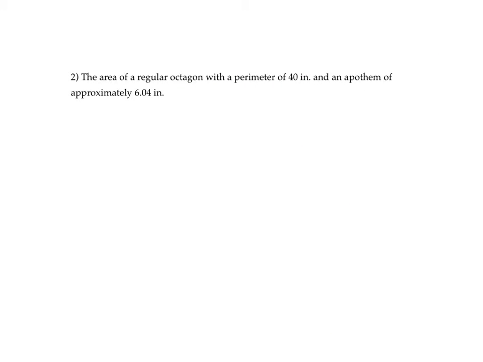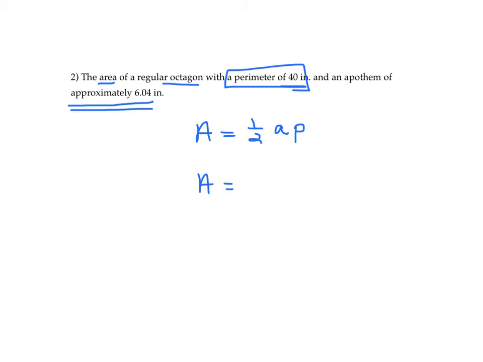Okay, in our second example, we actually are finding the area of a regular octagon with a perimeter of 40 inches and an apothem of approximately 6.04 inches. Okay, so we're going to find the area, which is 1/2 times the apothem times the perimeter. So area will be equal to 1/2 times 6.04 times 40.